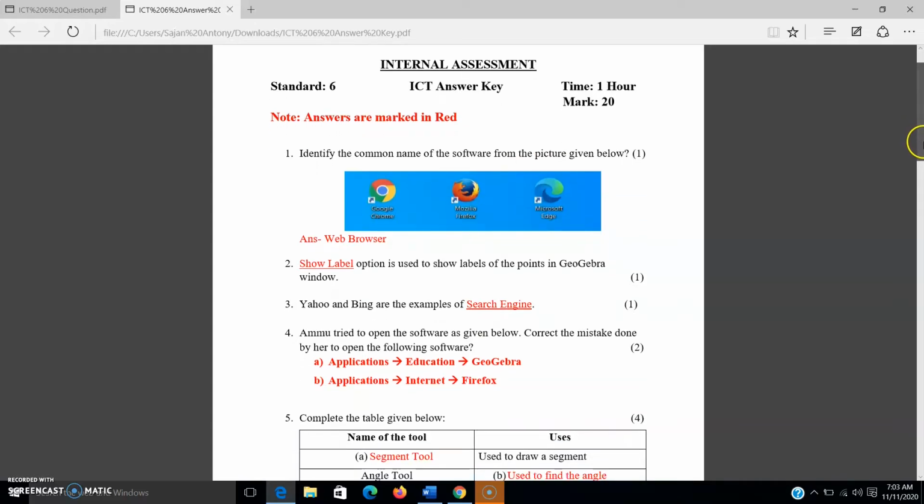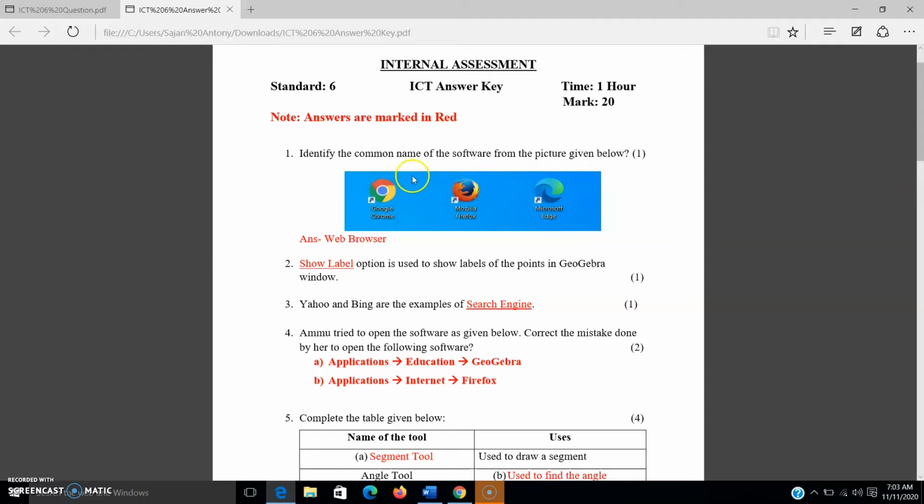So the first question is, identify the common name of the software from the picture given below. So I have given a picture here. I have given this picture in your notebook also.